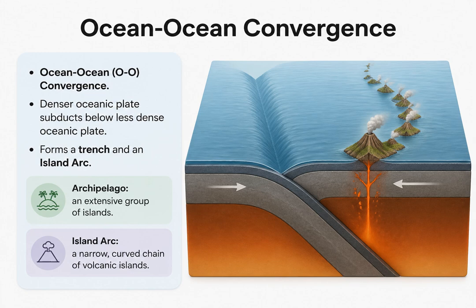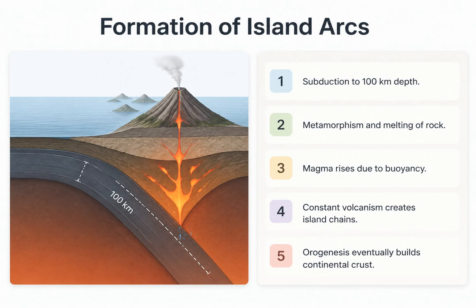Above the subduction zone, a curved chain of volcanic islands emerges, known as an island arc. When you have a massive grouping of these islands, like in Indonesia, it is called an archipelago. How exactly do these islands form?